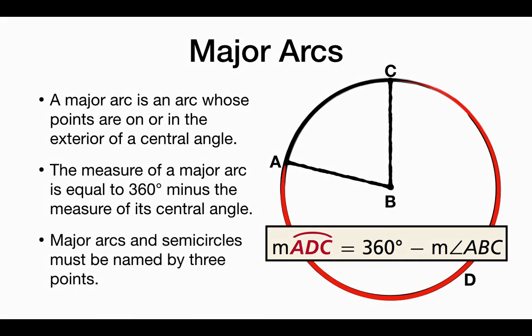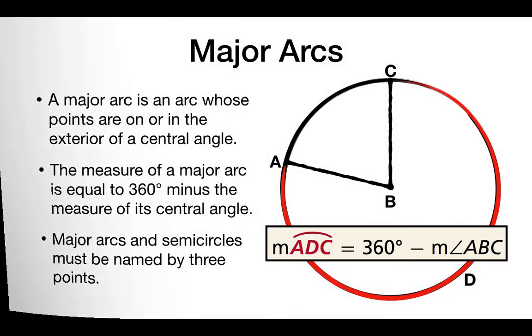Major arcs and semicircles must be named by 3 points. So if we have a minor arc, the one that is less than 180 degrees, that is going to be 2 points, so AC. The way that we can tell that it is a major arc or a semicircle, which we'll talk about next, is there will be a third point, the point that is in between, ADC. What that's telling me is I'm starting at A, I'm going in the direction of D, and then stopping at C. That's what ADC means.